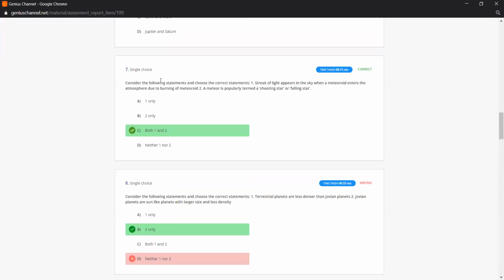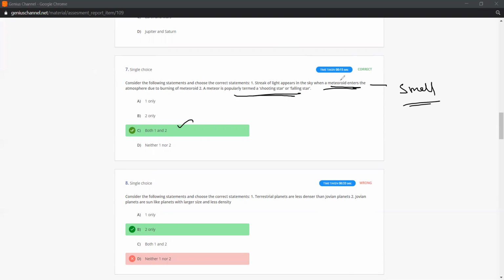Consider the following statements and choose the correct one. A streak of light appears in the meteorite. Meteorites are nothing but falling like a flashlight in the night, a shooting star. Both are correct. Most of them are completely burned, but if they reach the ground, it will be a very small structure. And these meteorites are used to understand the interior of the earth. Write down this word. We can understand the interior of the earth by analyzing meteorites.